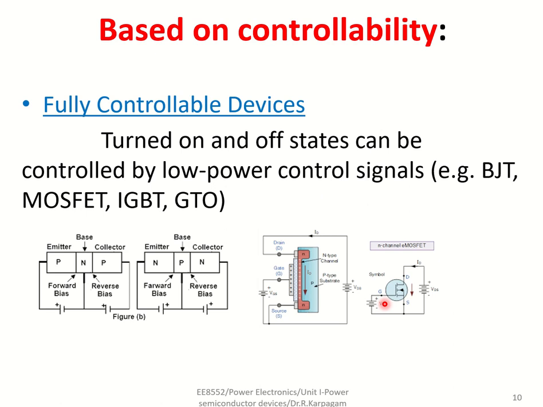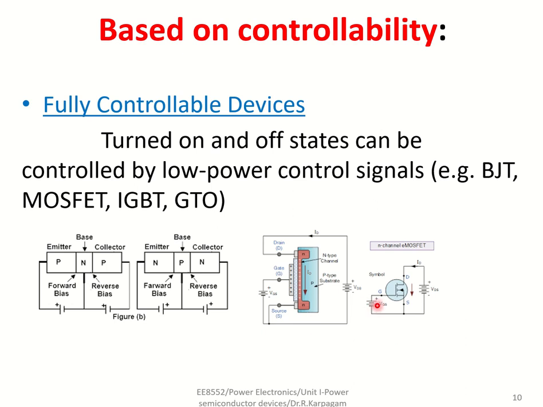Fully controlled device: the turn on and turn off states can be controlled by a low power signal. Examples of fully controlled devices are BJT, MOSFET, IGBT and GTO. In BJT, the base terminal determines whether the device is conducting or not. To keep the transistor in on state, there must be sufficient base current. On removing the base current, it is said to be in off state.